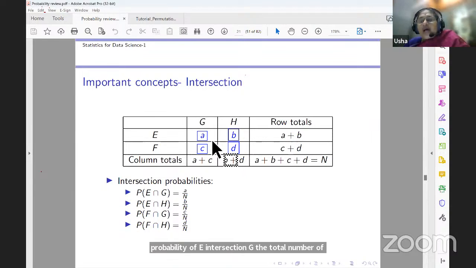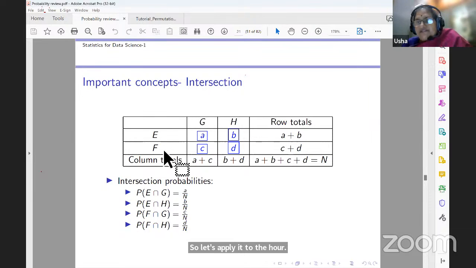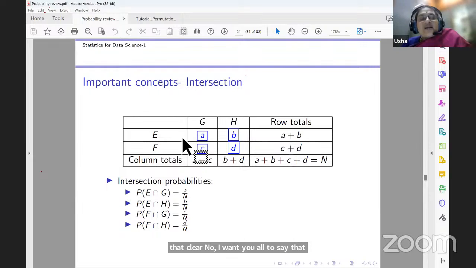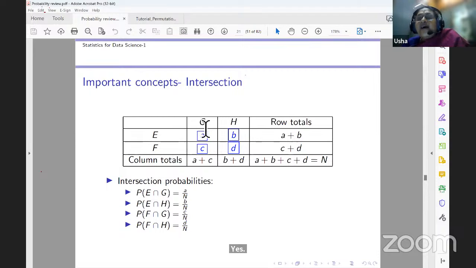So let's apply it to our rolling a die and tossing a coin. E is head. F is tail. G is getting an even number and H is getting an odd number. Is that clear? What is E intersection G? It is getting a head and an even number. How many possible things? H2, H4 and H6. Is that clear?